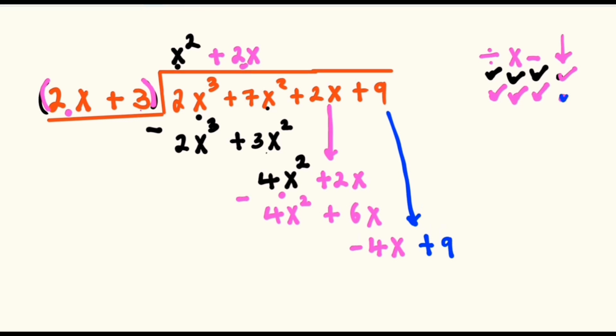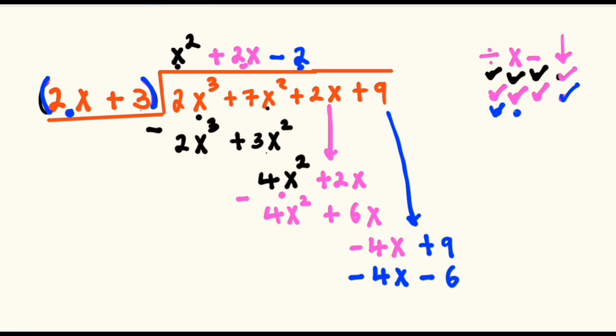So we have dropped down. Now we divide. So the negative 4x divided by the 2x will be equal to negative 2. So we divided. Now we focus on multiplying. So the negative 2 multiplied by the 2x plus 3. So negative 2 multiplied by the positive 2x will be equal to negative 4x. Negative 2 multiplied by the positive 3 will be equal to negative 6.